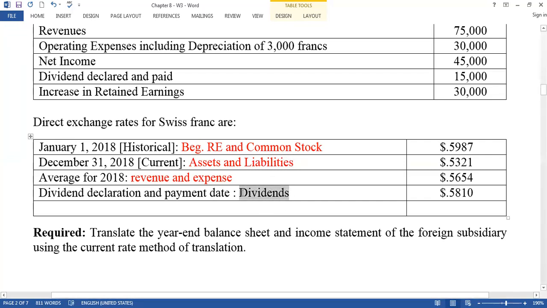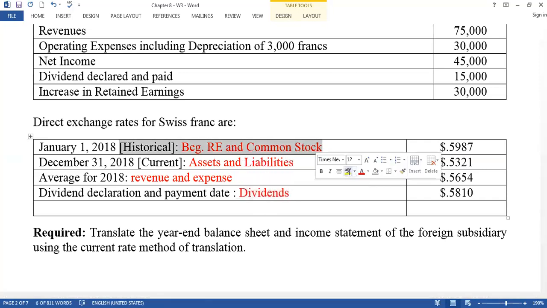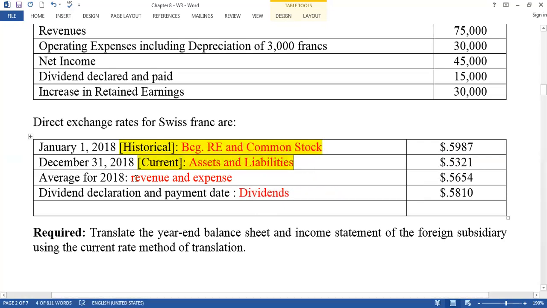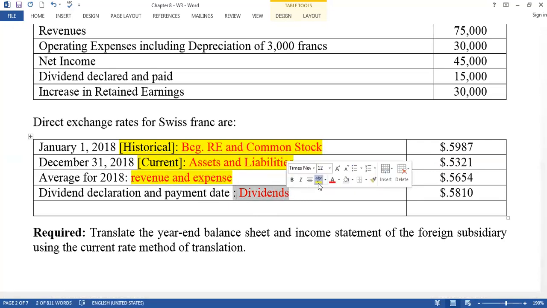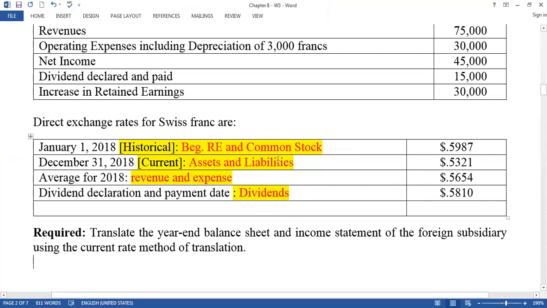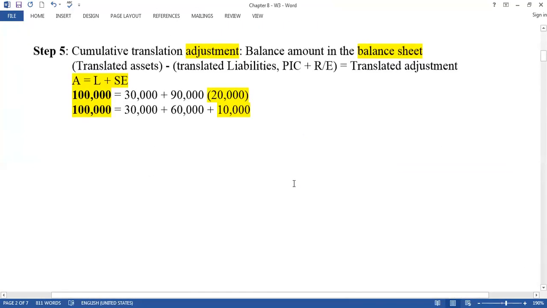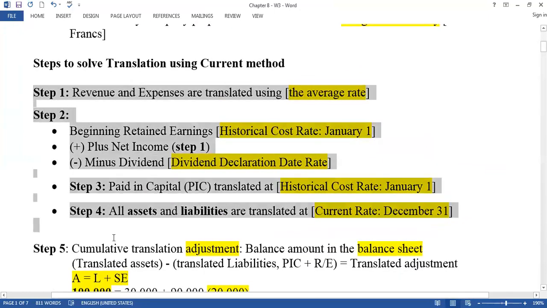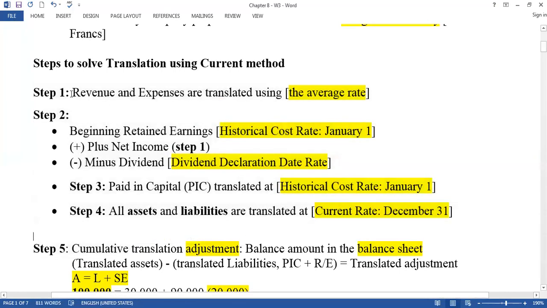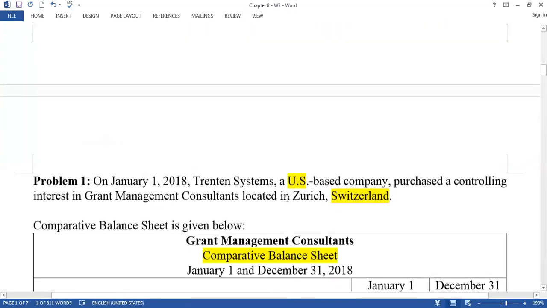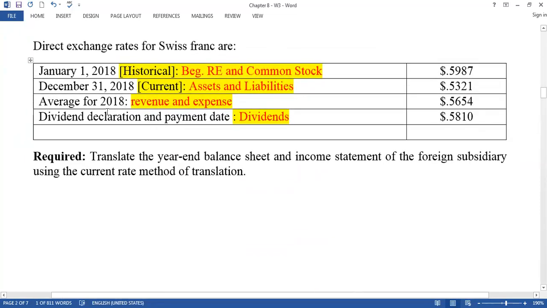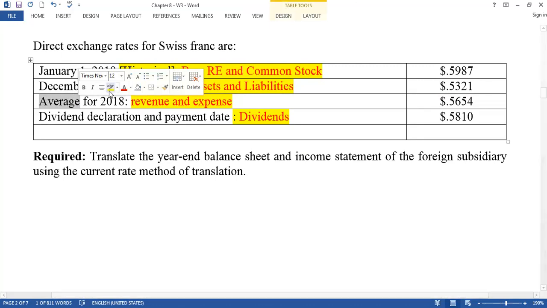This information you may not be given in the question, and the question does not give you these steps either. You have to remember these steps so that you can easily solve the question. So first step, revenue and expense are translated using which method? Using the average method. This is revenue and expense. We are going to use the average method.